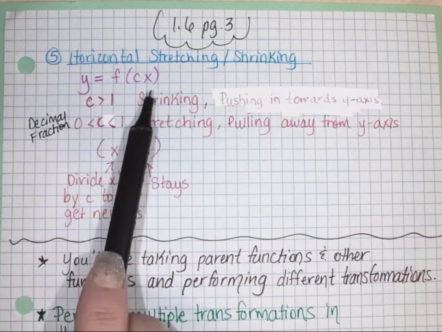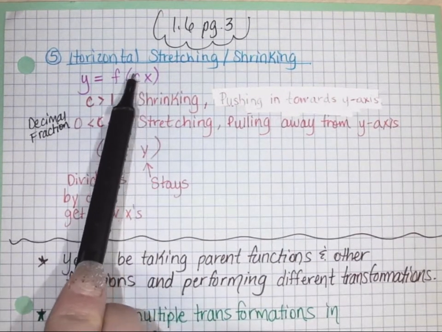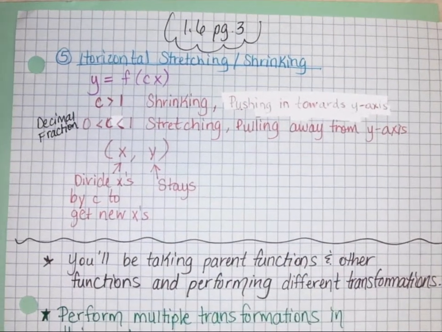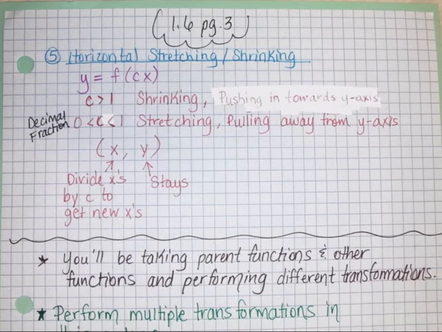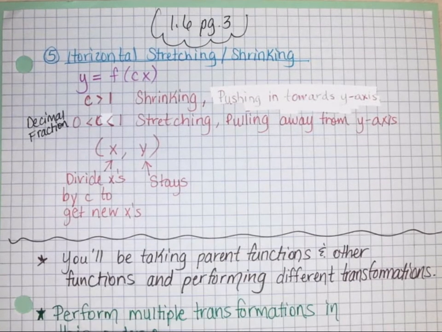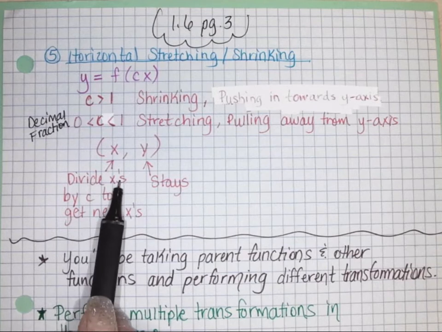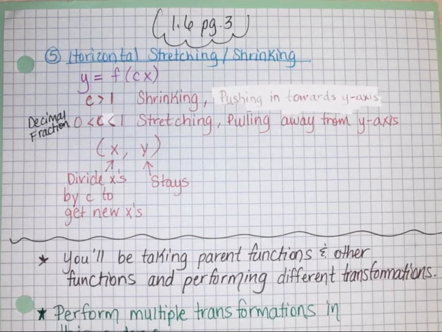And in this case, since my number's with x specifically, of course my x's change and not my y's. Remember, for a vertical stretch or shrink, we multiplied our y's by c. In this case, we divide all of our x's by c to get our new x values.